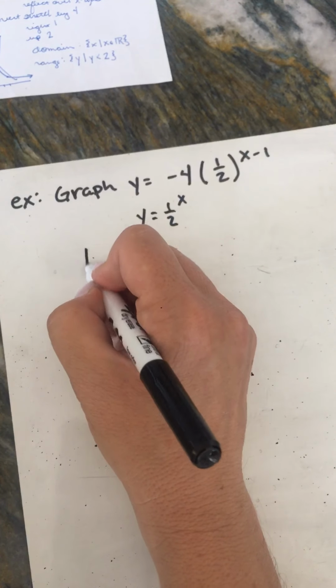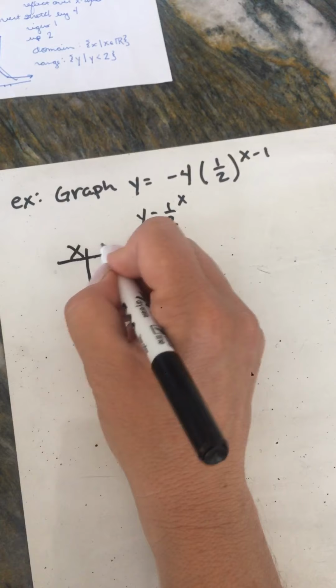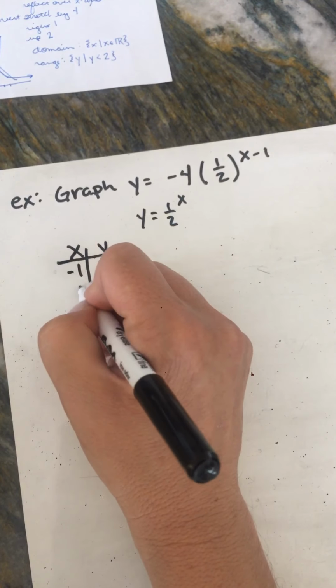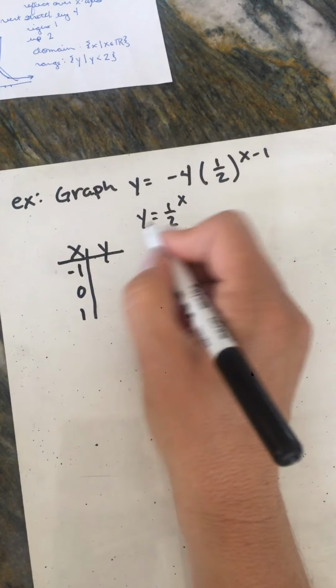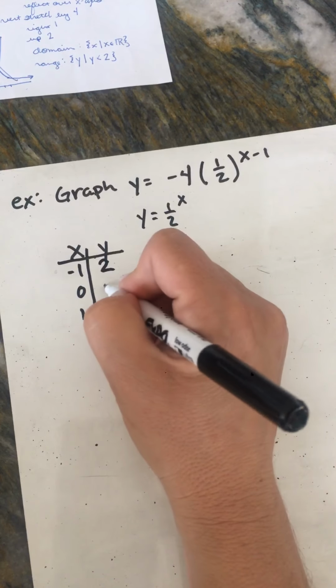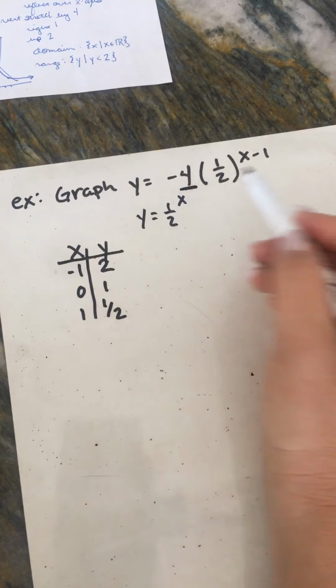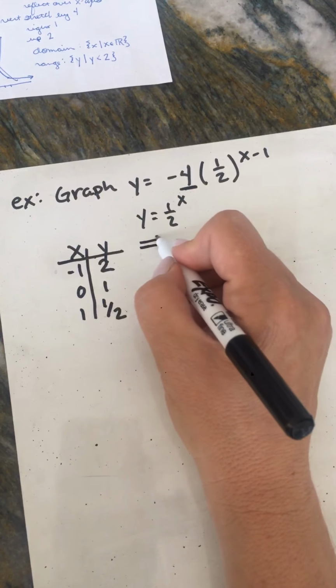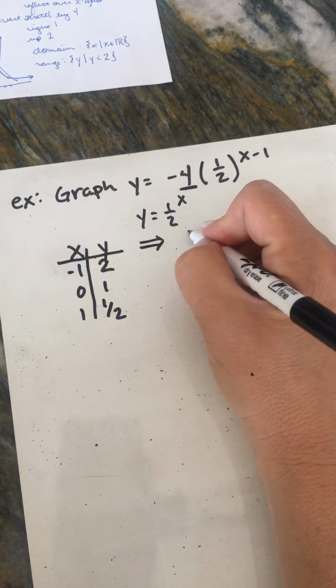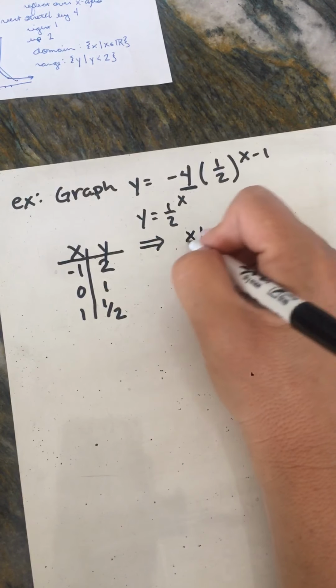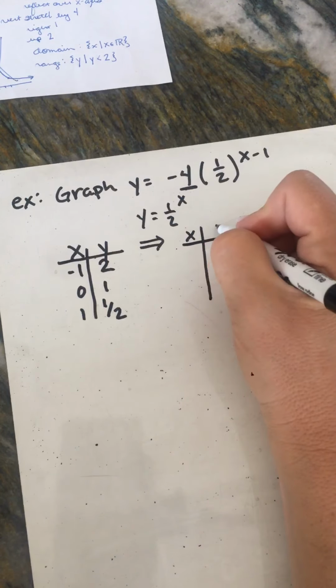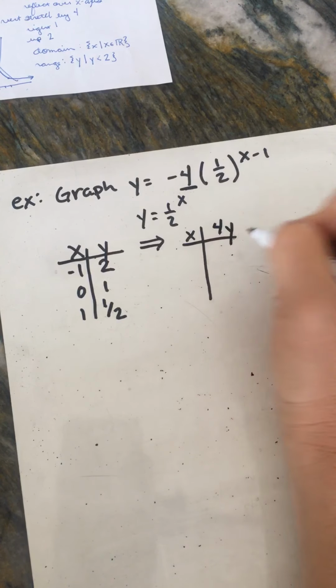And we'll make a table of values. And I'm going to use -1, 0, and 1. So for -1, I get 2, for 0, I get 1, and for 1, I get 1/2. All right, then we've got a stretch. This 4 is a vertical stretch. So we're going to take our x values, and they're going to stay the same because there's no translation there, but our y values get multiplied by 4.